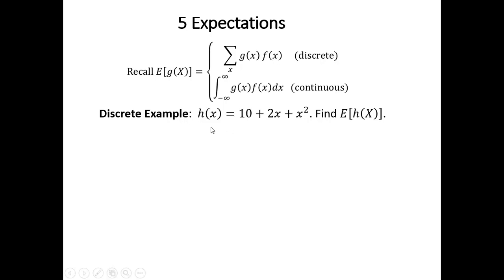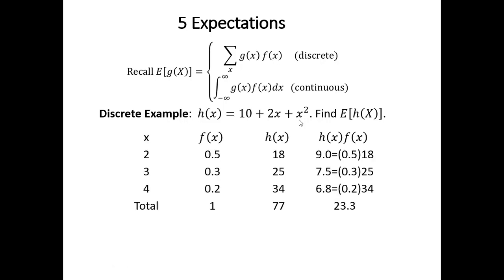So here's a discrete example. Suppose h of x is equal to this function: 10 plus 2x plus x squared. We want to find the expectation of h of x. Well, let's say we were given that x just takes on these values, 2, 3, or 4. These are the probabilities.